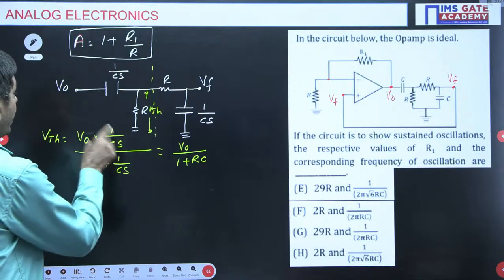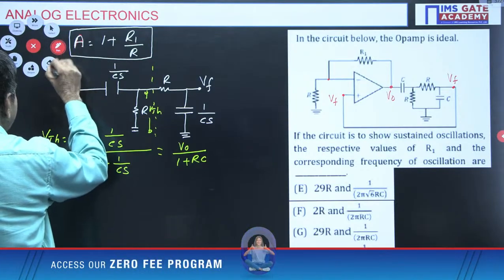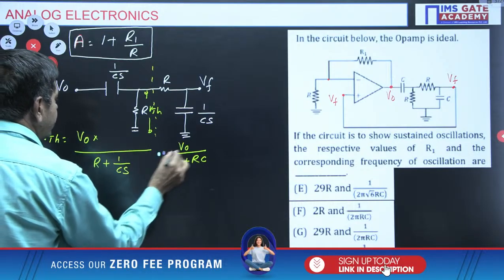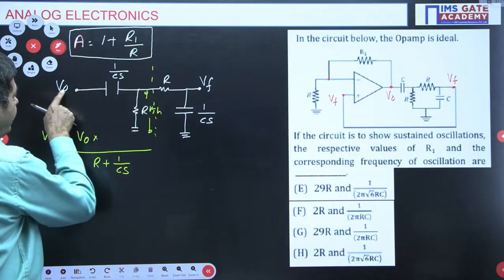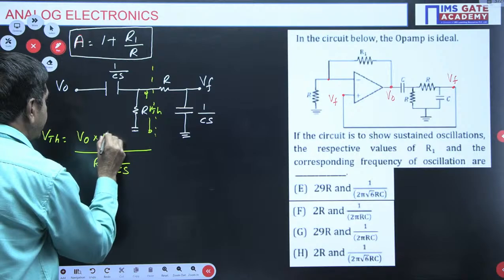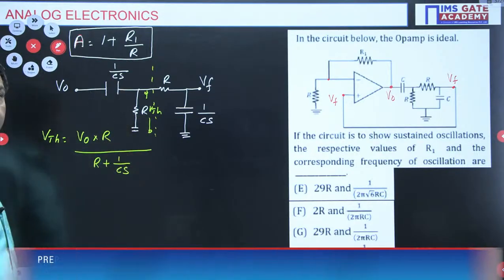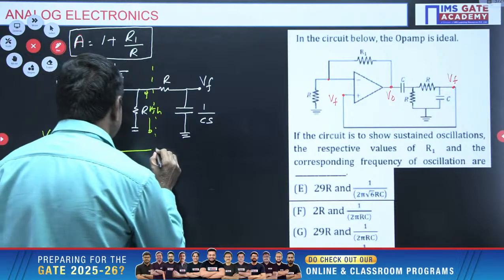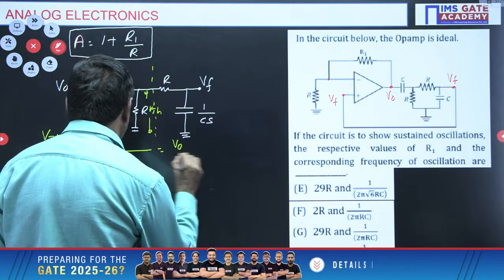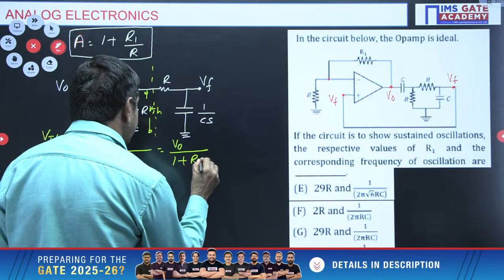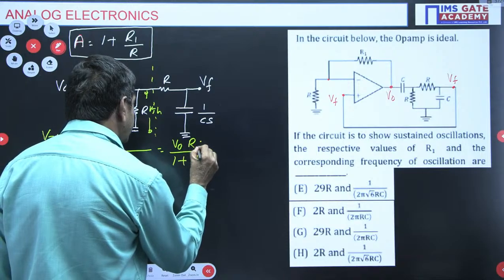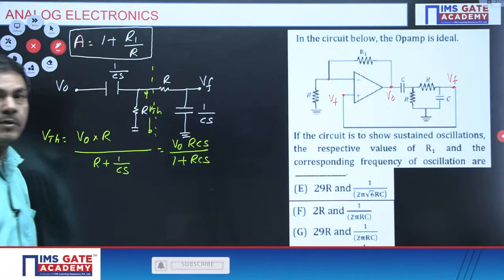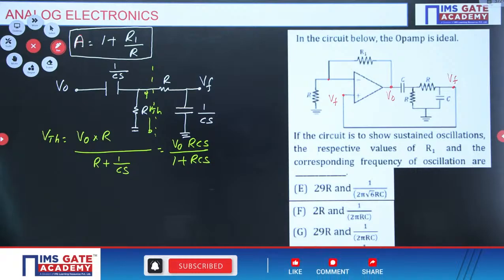VTH means V naught into... the voltage across R only is required here. Voltage across, just wait. Here I want the voltage across R: V naught into R by R plus 1 by CS. On simplification, take LCM, and the CS, RCS, you will get in the numerator. This is RCS. That is the Thevenin's voltage. Please note down this Thevenin's voltage.